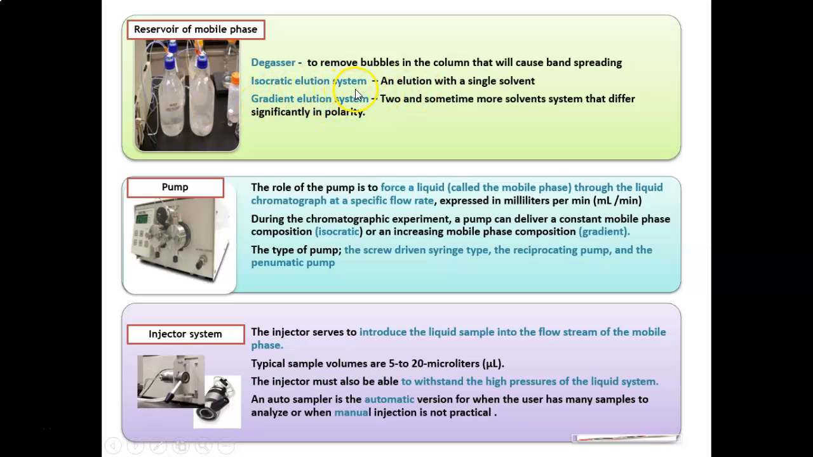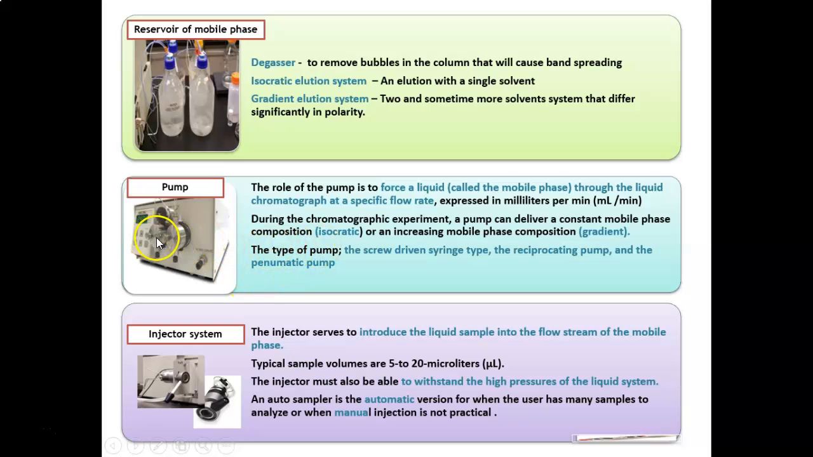For isocratic elution system, an elution with a single solvent means that it contains a single solvent. In gradient elution, it contains two and sometimes more solvent systems that differ significantly in polarity. As we can see here, they have four solvents, okay, 4 bottles of solvent.